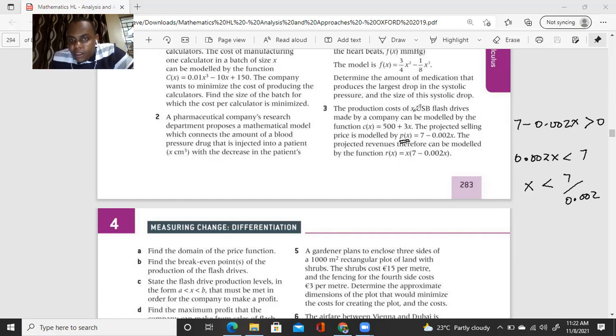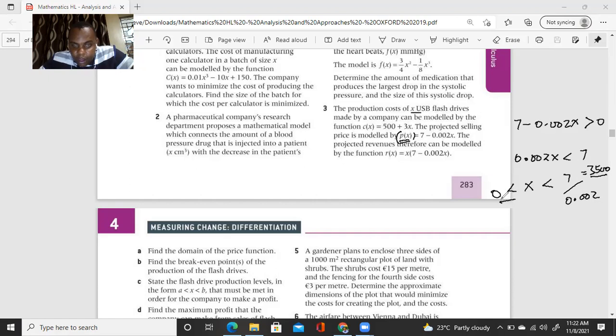So the number of USB drives cannot be negative. Also, the price cannot be negative. That's the argument. So x is greater than 0, but less than 3,500.